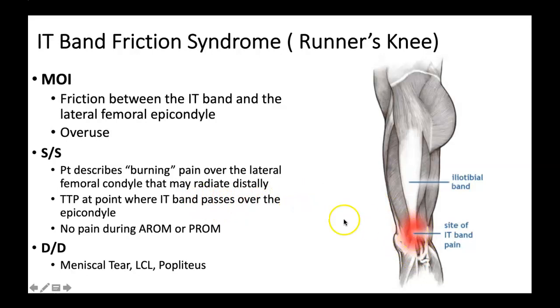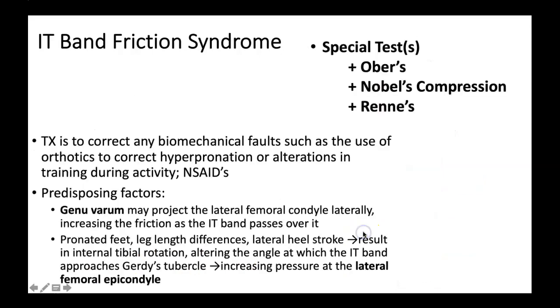And the weird thing is most often they don't have pain with active and passive range of motion unless you apply pressure to the IT band while they are doing it, right? So if it's just knee flexion and extension, no problem. But the moment that they have pain with a compression force at the epicondyle and the extension and flexion, then you're concerned. Differential diagnosis is going to be a lateral meniscus tear, the LCL, and the popliteus, right? Because all three of those structures run laterally, so it makes sense to rule them out.